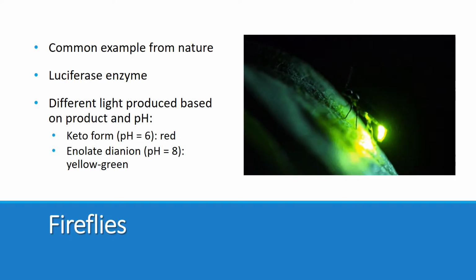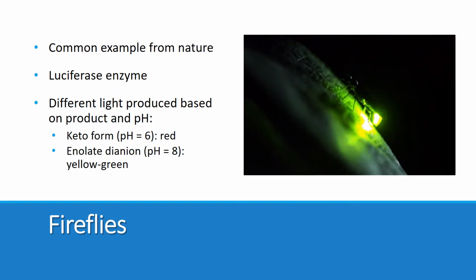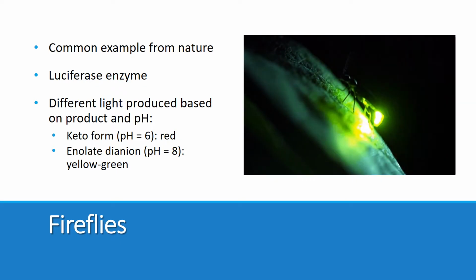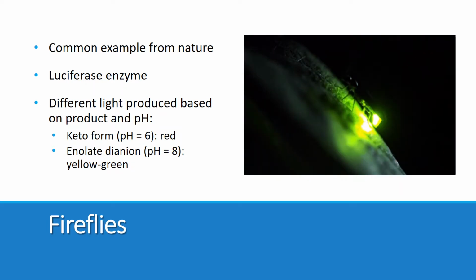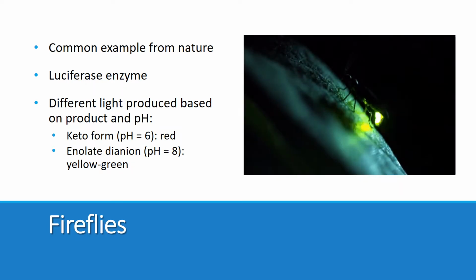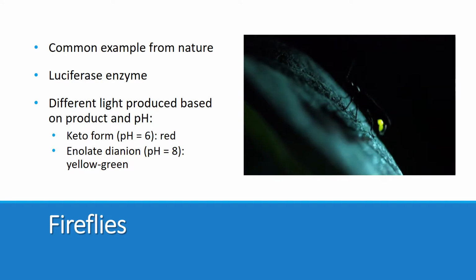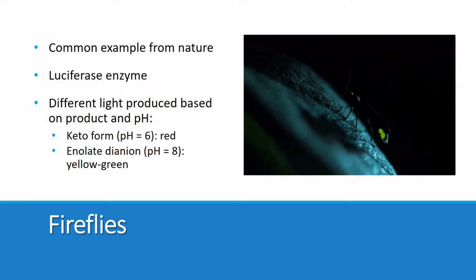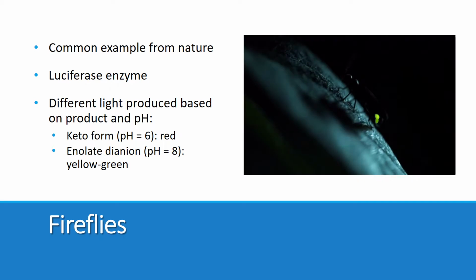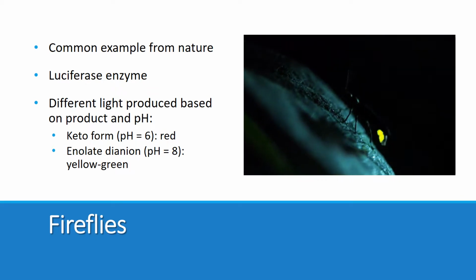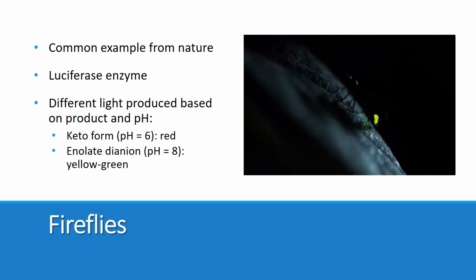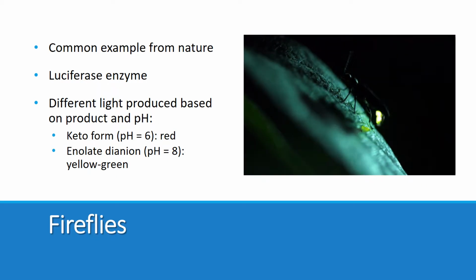Fireflies are one of the most common organisms that use chemiluminescence. The main reason they use chemiluminescence is for communicating with other fireflies, mating, and fending off prey. All fireflies have the same luciferase enzyme, which is the key reactant in their chemiluminescence reaction. However, fireflies differ in their pH, causing different colors to emit.